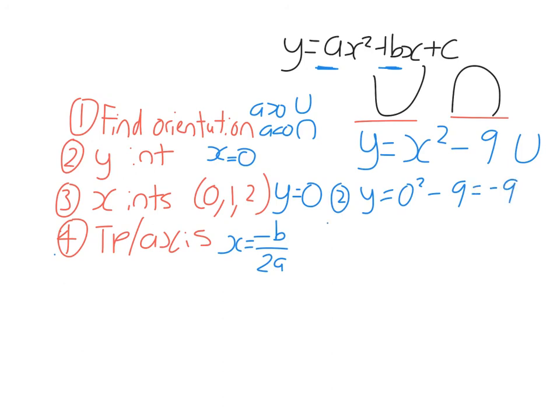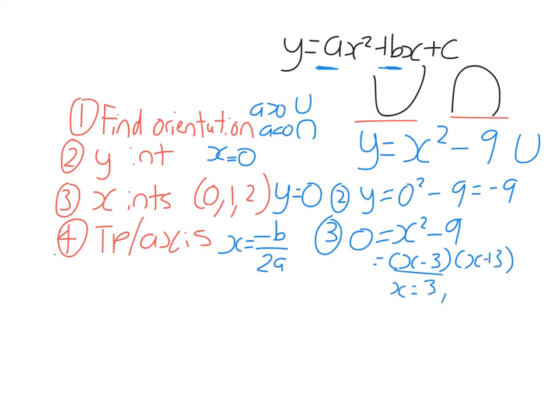That's the y-intercept. To find the x-intercepts, you let y equal 0. So if 0 is x squared minus 9, we solve this just like I solved on the previous slide. So factorize, and then use the null factor law. Either the first thing equals 0 or the second thing equals 0. So here there are two x-intercepts.